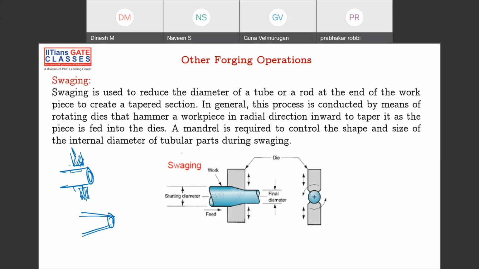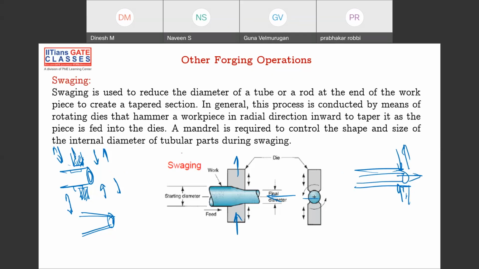This die will move in up and down direction. It means some kind of clamp. Both will clamp and both will go up. So it is hitting the workpiece. So the die is like this: hit, remove, and it is moving like this. As you're hitting it, it will change its diameter, right? So this is what is happening. The diagram will explain.